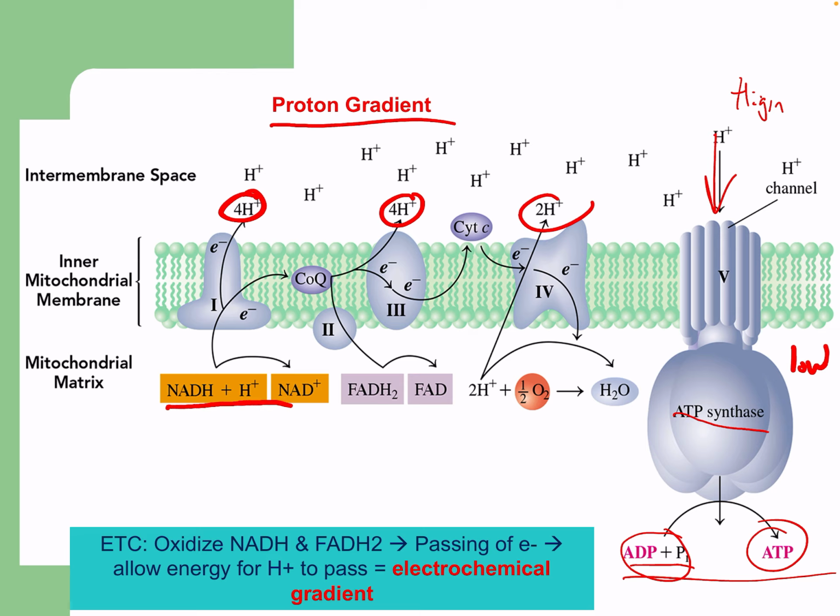So again, our NADH goes to NAD plus through complex 1, where complex 2, where FADH2 enters, becomes FAD. Then we have 2 hydrogen ions go through with 1/2 O2, forming that water. So again, the electron transport chain oxidizes NADH and FADH2, involves the passing of electrons, and this allows energy for hydrogen ions to pass, causing that electrochemical gradient that we talked about here.